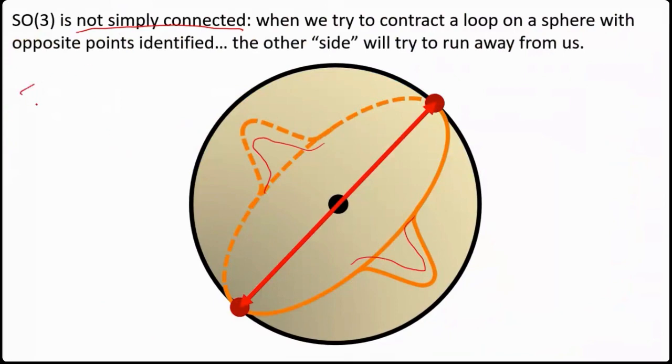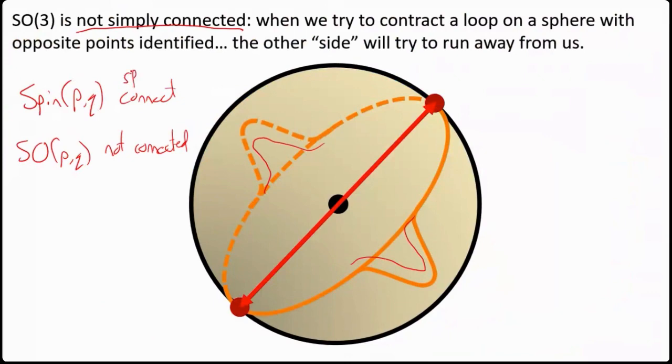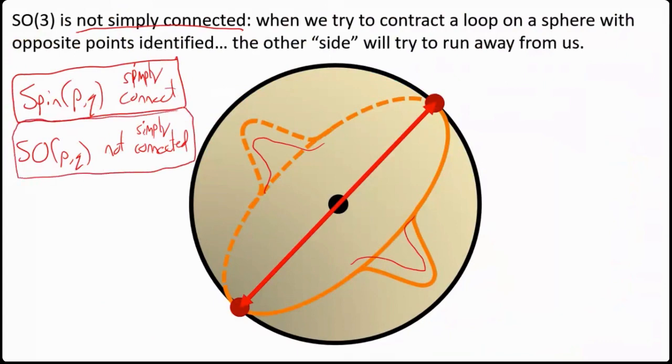So that's why spin is always connected, but SO is generally not connected. Or sorry, I should say simply connected, because simply connected and connected are not the same thing. So basically the spin spaces are almost simpler because they're simply connected, almost kind of. But the SO spaces have a hole that you can't get around. It's really hard to visualize in higher dimensions, but it's kind of like this, where you can't contract a loop because the opposite side runs away.